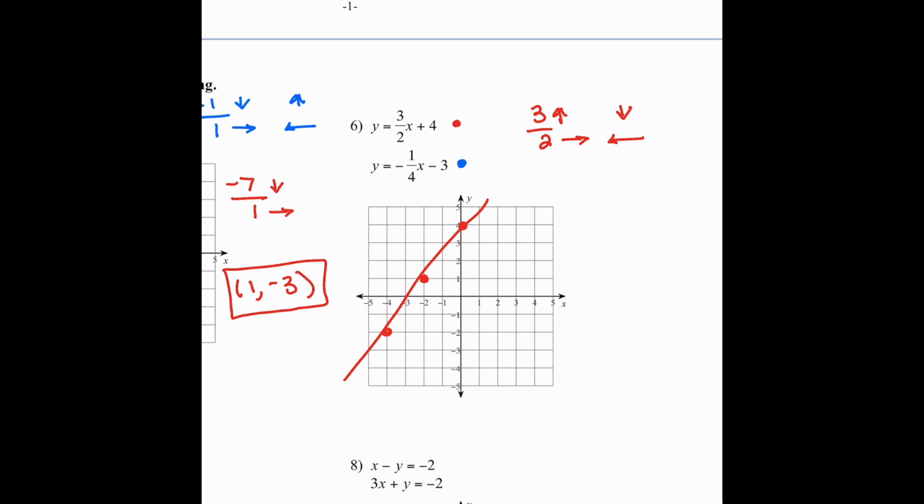And for my second equation, I start at negative 3. And my slope tells me that I go down 1 and to the right 4. Or I can go up 1 and to the left 4.